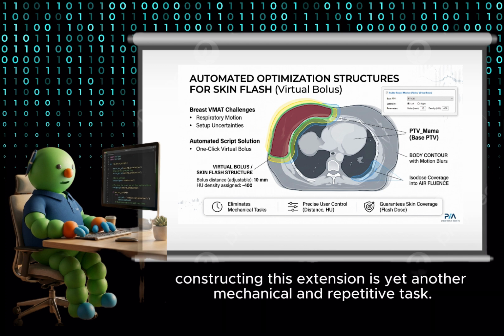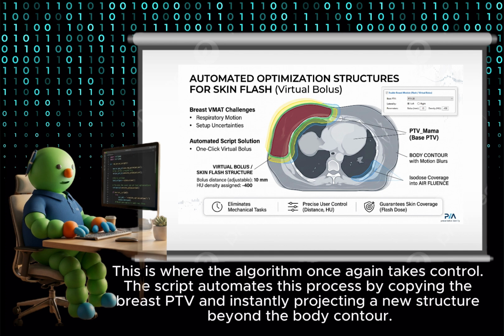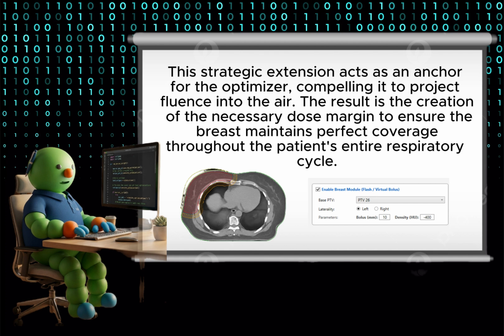However, constructing this extension is yet another mechanical and repetitive task. This is where the algorithm once again takes control. The script automates this process by copying the breast PTV and instantly projecting a new structure beyond the body contour. This strategic extension acts as an anchor for the optimizer, compelling it to project fluence into the air. The result is the creation of the necessary dose margin to ensure the breast maintains perfect coverage throughout the patient's entire respiratory cycle.